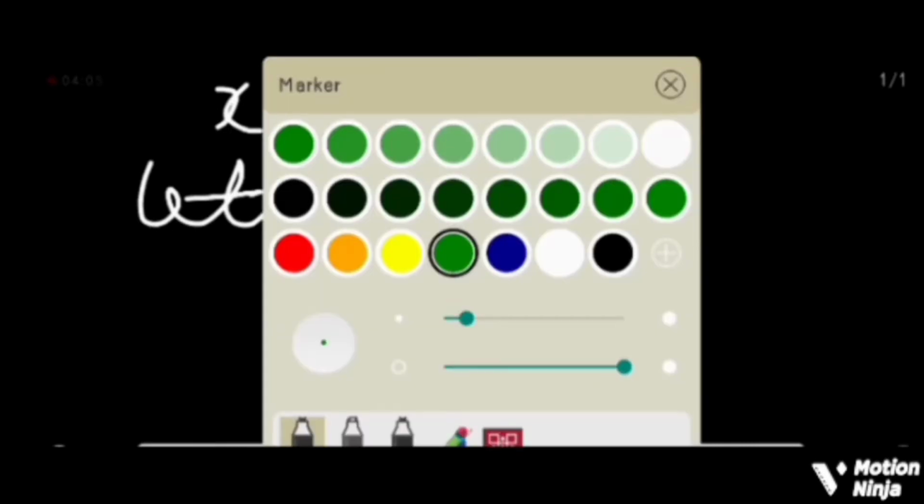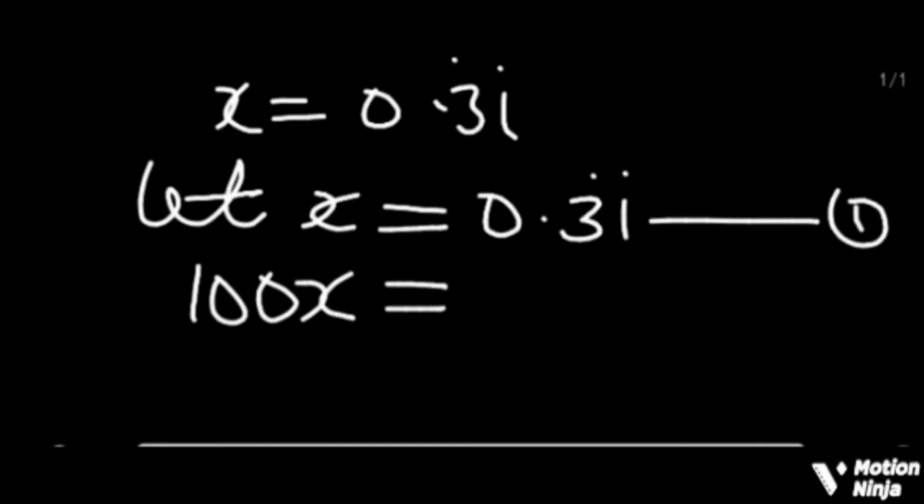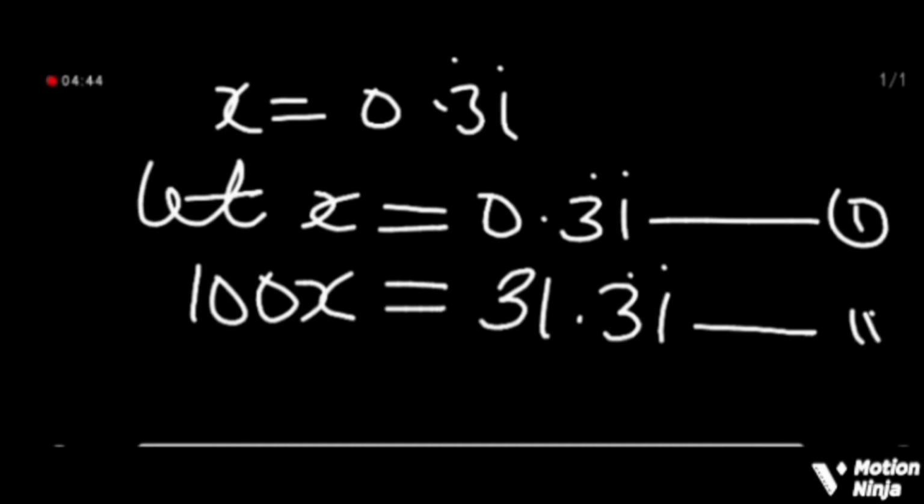Okay. So here we will multiply. Let us say that is the question number 1. So multiply question number 1 by 10 power n, which is equal to 10 power 2, which is 100. So it will be 100x, which is equal to, if we multiply by 100 here, the result will be 31.31 with the repeating digits. And let us name this as equation number 2.